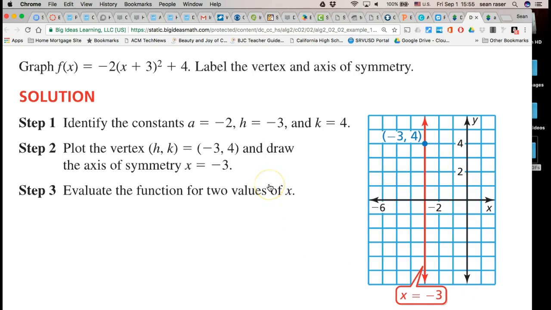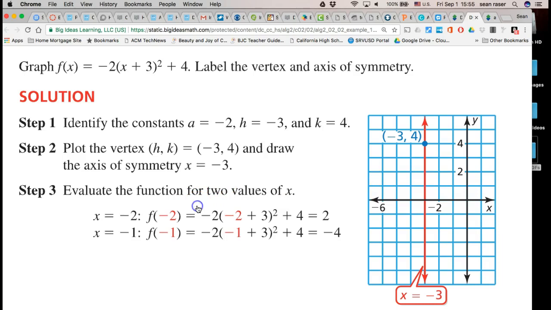Now, what we want to do in order to graph this, we want to go ahead and evaluate some functions for x. So evaluate this function for 2 values of x. So right now we only know the vertex. We don't know how wide this is or how narrow it is. But we're going to use the fact that it's symmetrical to plot this by just evaluating a few points. So let's go ahead and do the next step.